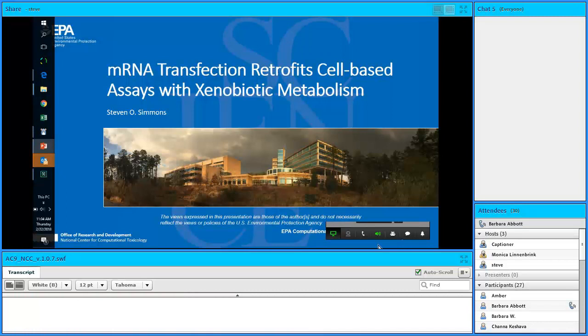Today we're going to be hearing from Steve Simmons, a research toxicologist in NCCT. And he is going to be presenting on mRNA transfection retrofits cell-based assays with xenobiotic metabolism.